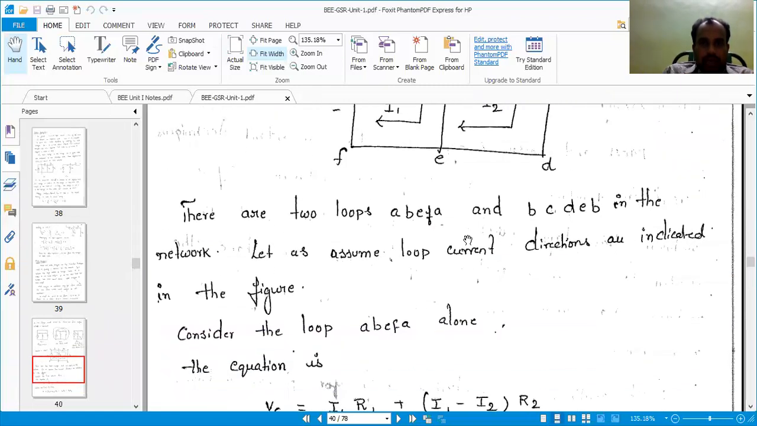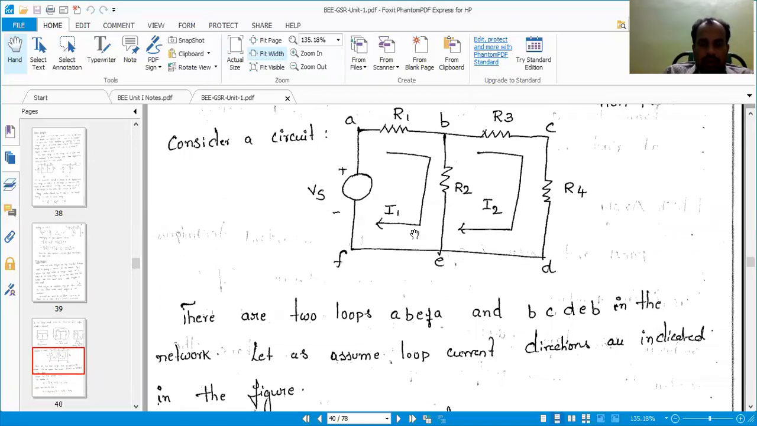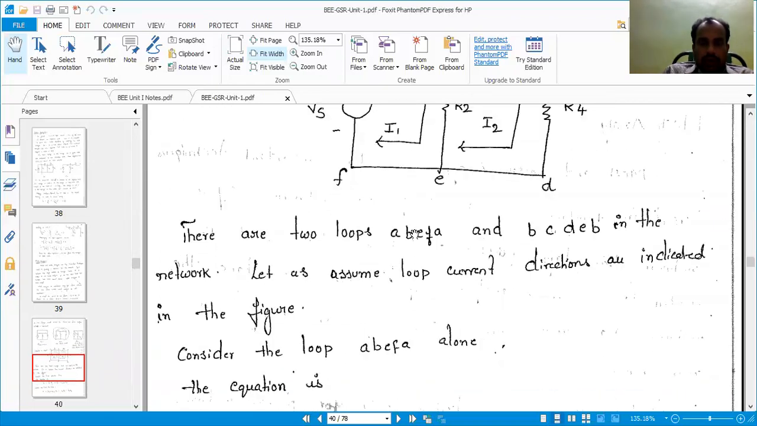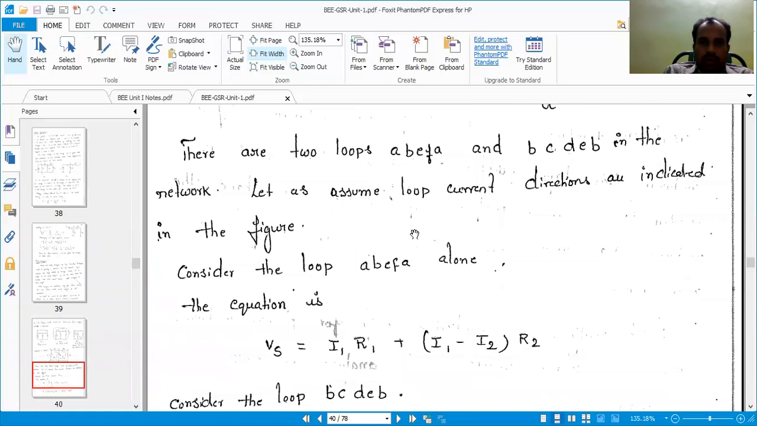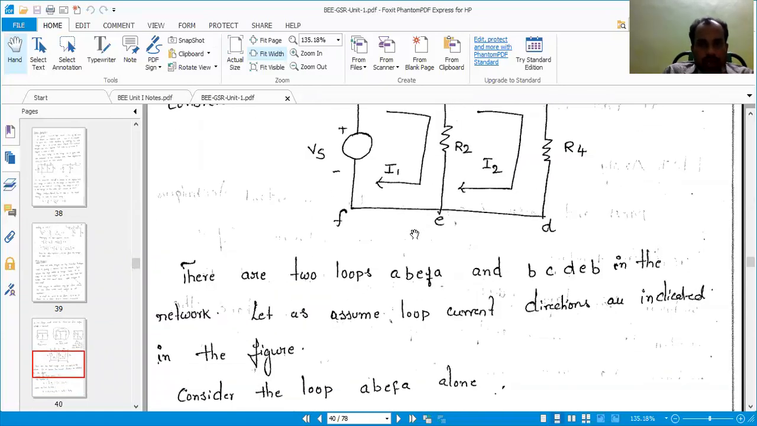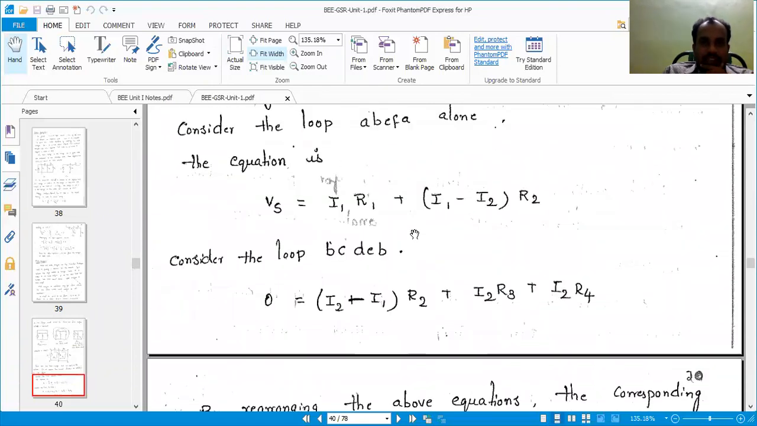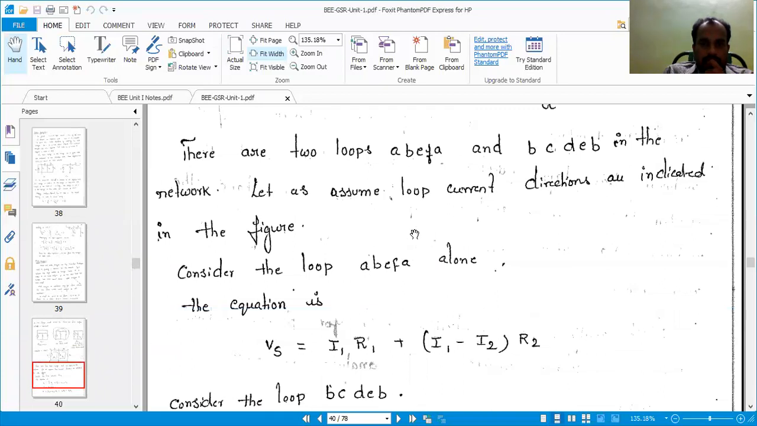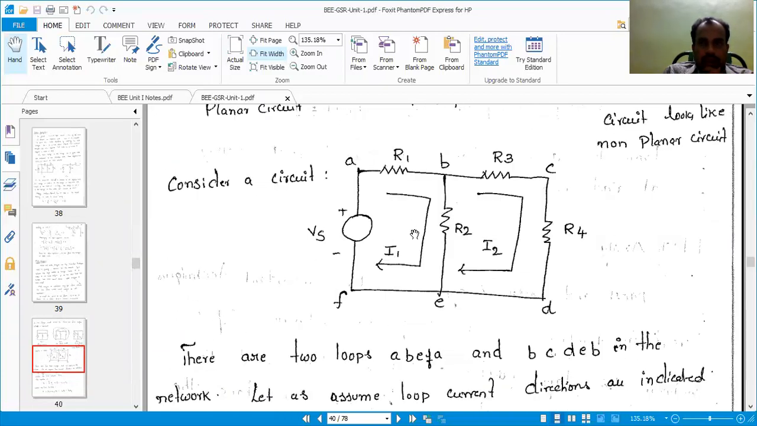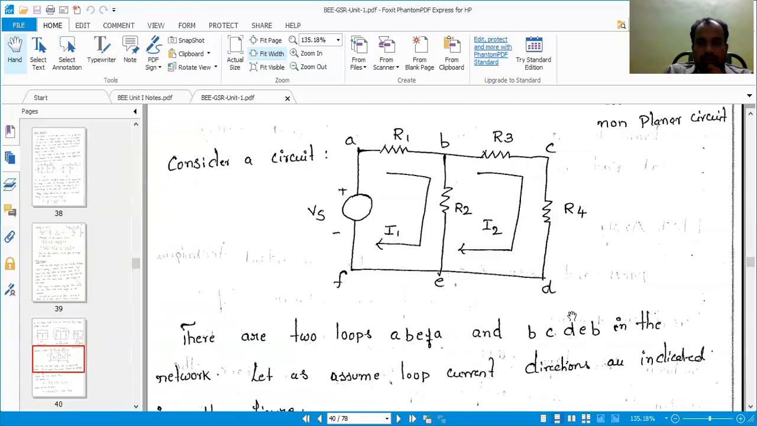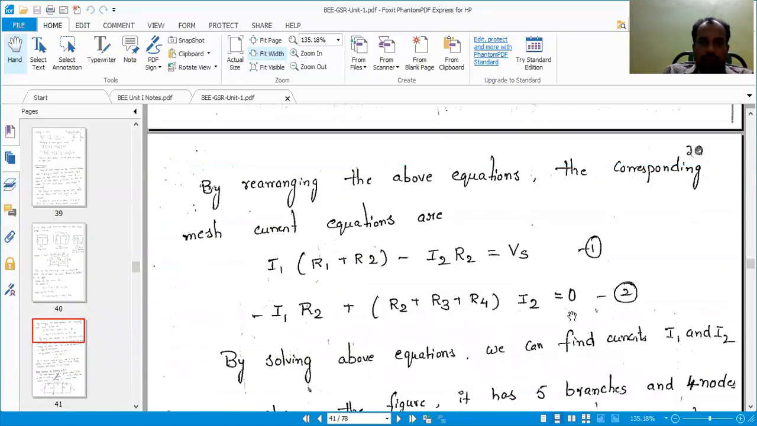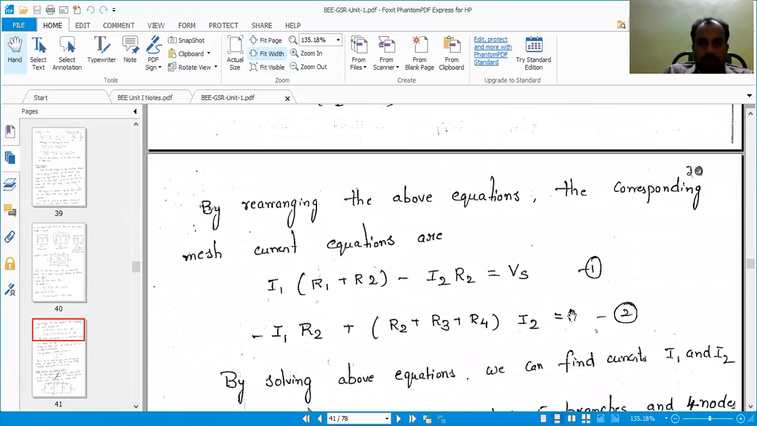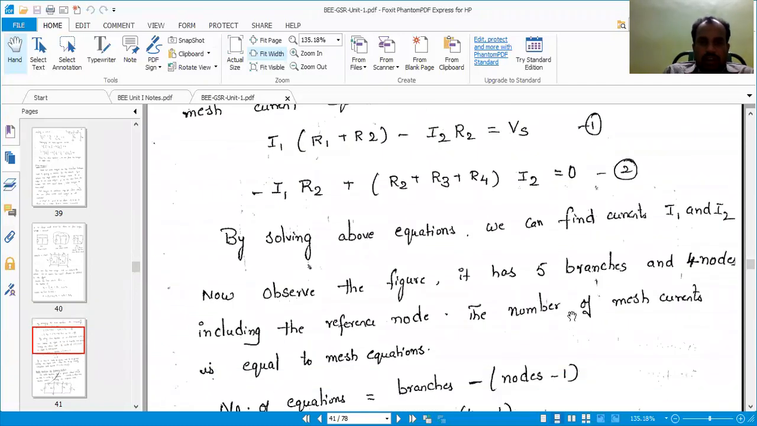Vs equals I1 into R1 plus (I1 minus I2) into R2. The second loop is (I2 minus I1) into R2 plus I2 into R3 plus I2 into R4. Now arranging the above two equations as the mesh current equations: I1 into (R1 plus R2) minus I2 into R2 is equal to Vs. Now we solve these two equations.